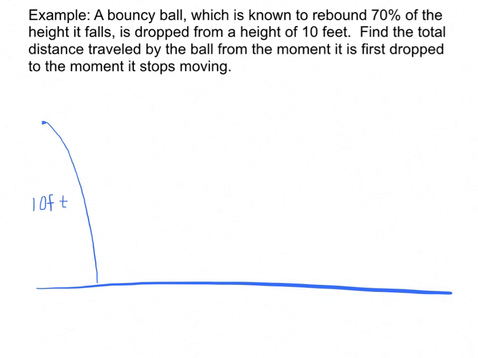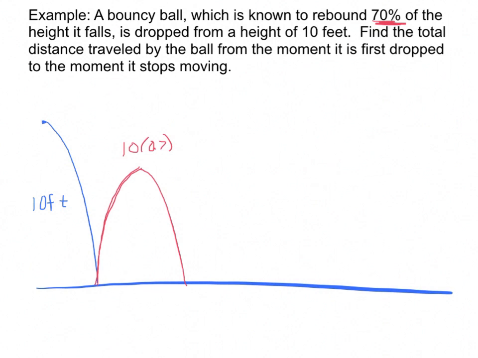Well, we know it's supposed to rebound 70% of the distance that it falls, so it's going to bounce back up. Some people might say, oh, 70% of 10 feet is 7. And that's true, but it might be easier for us to see this as 10 times 0.7, because that's how much it's going to rebound. So that's how far the ball goes back up. Then the ball goes back down again.